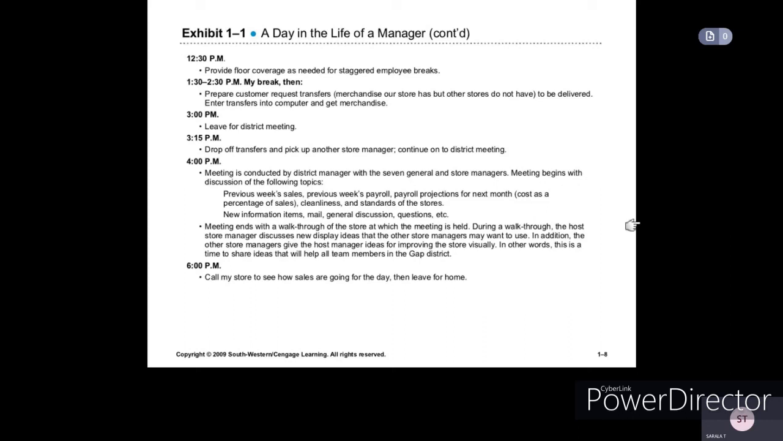And at 6 p.m., call my store to see how sales are going for the day and then leave for home. This is one day in a manager's working life, if I consider any store. If the manager is working in a store, then in this way he has to manage his whole day.